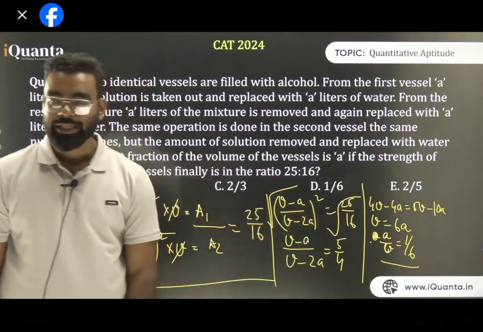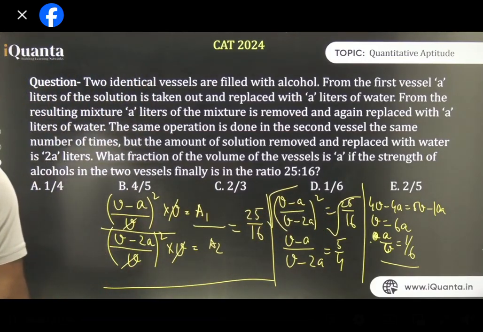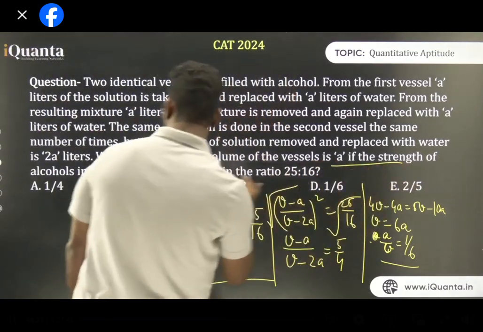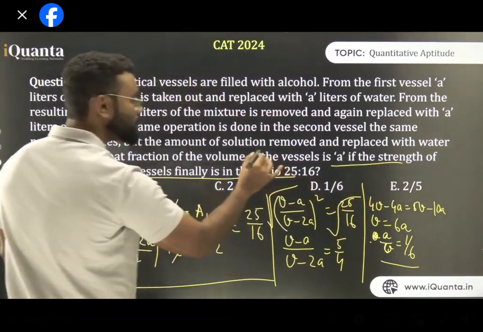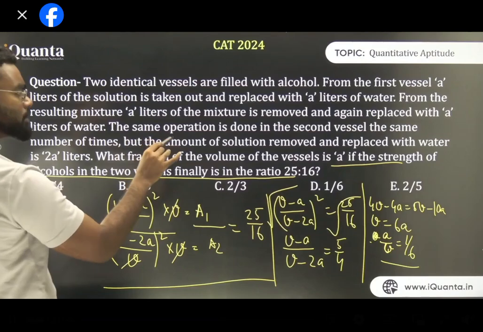So if you do the cross multiplication, you'll get A upon V is equal to 1 upon 6. Why didn't we do V upon A? Because the question is not that one. The question is, the strength of alcohol in the two vessels finally is in the ratio. So what is the question?